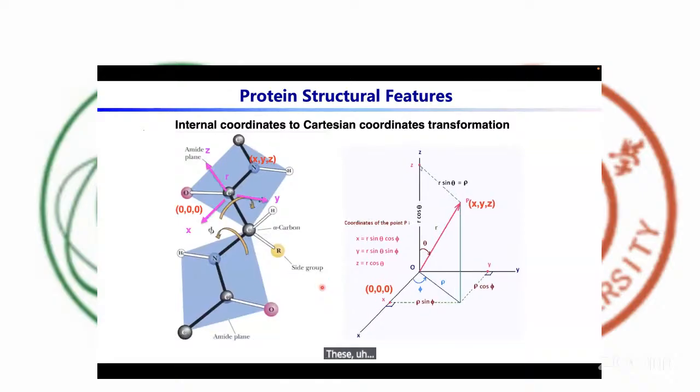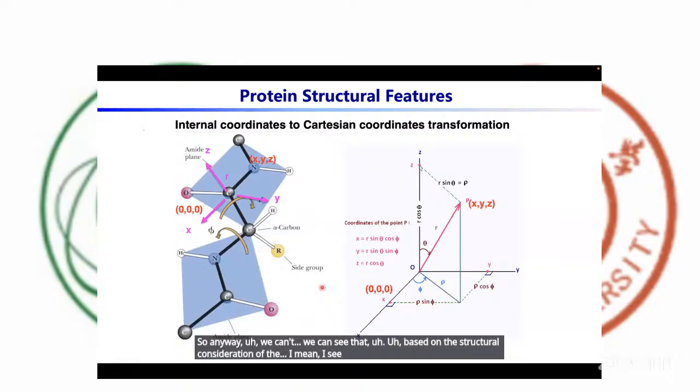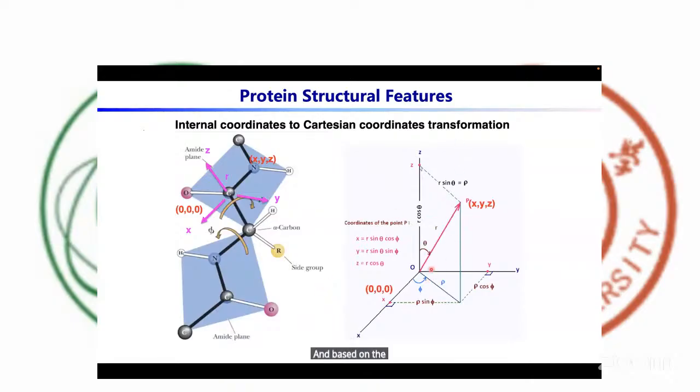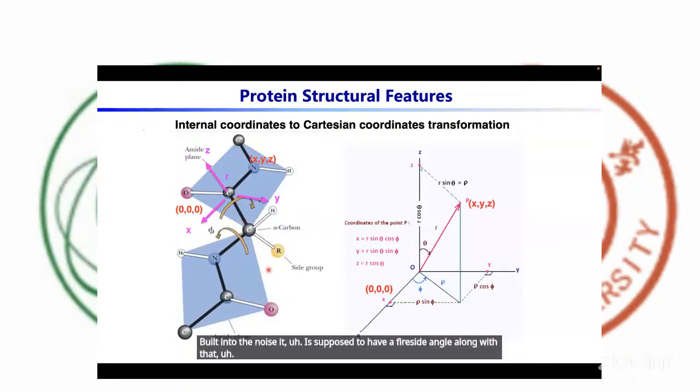So anyway, we can see that based on the structural consideration of the amino acid chain, the polypeptide chain, the protein chain, and based on the simple mathematics here, we can imagine that we can have some formulation built, or some variables built into each amino acid, because each amino acid is supposed to have a phi-psi angle along with that. That defines its positioning, its orientation along the polypeptide chain.